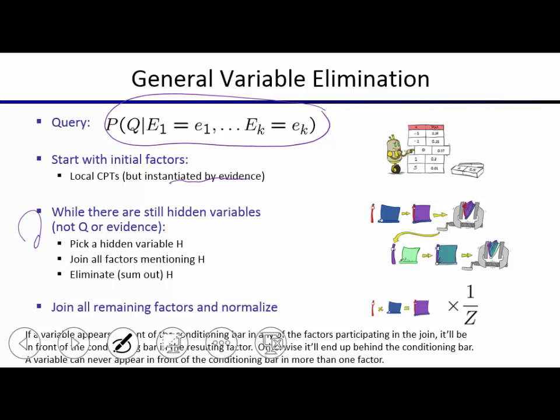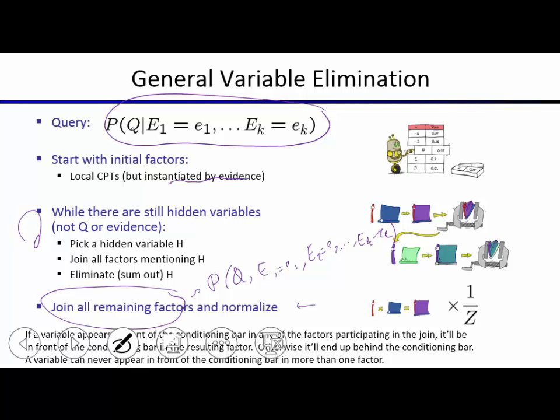While there are still hidden variables, you pick a hidden variable, then you join all factors that have that hidden variable participate in it. And the resulting factor, you sum out over that hidden variable, and then you repeat. Once all hidden variables have been passed over, you end up with a set of factors, sometimes just one, sometimes multiple. You join all those remaining factors together. That gives you the joint of Q with the evidence. And then you renormalize that joint to get out the conditional of the query variables given the evidence.